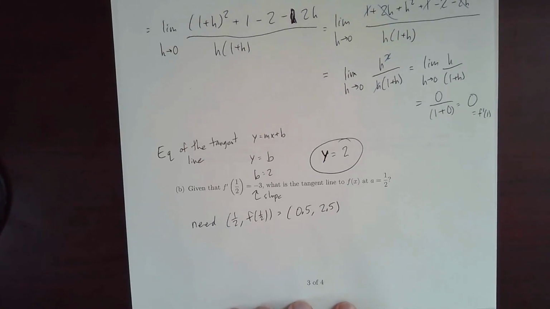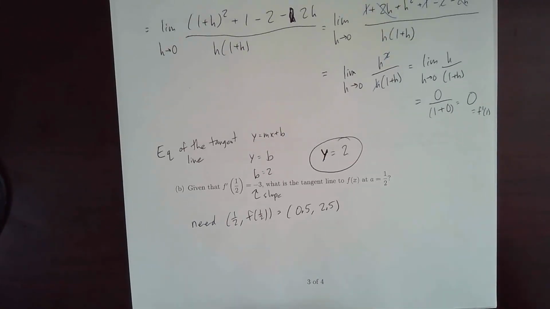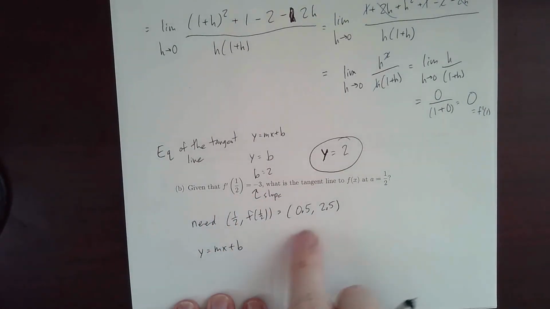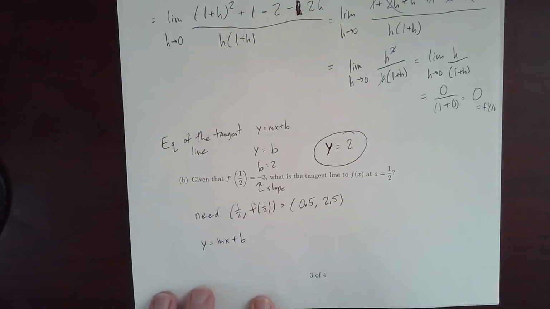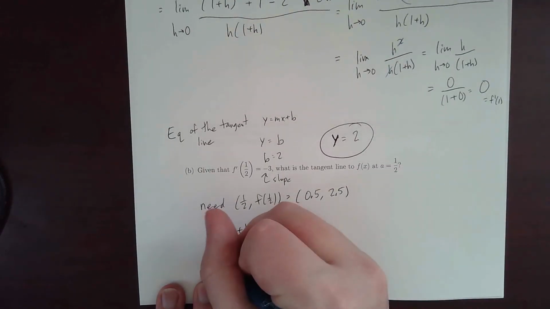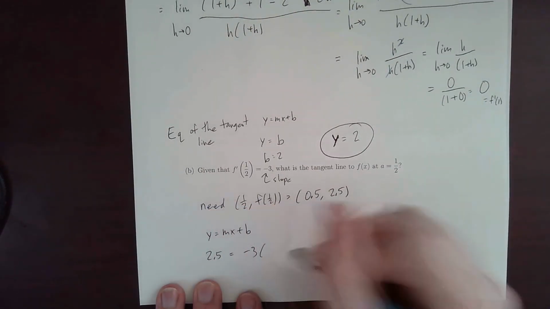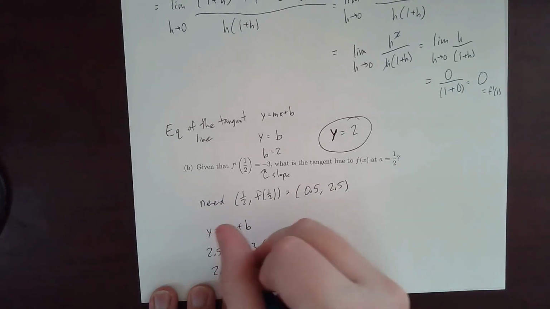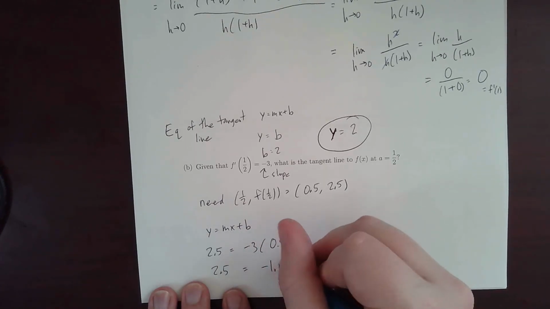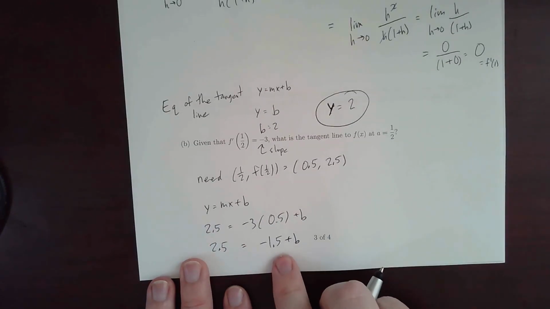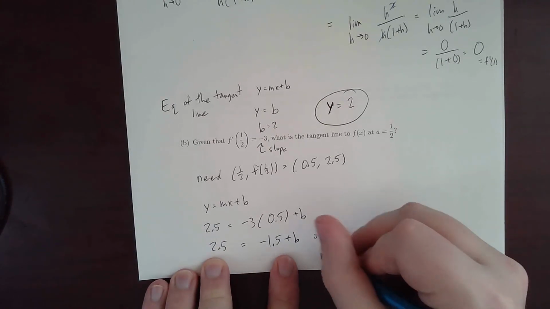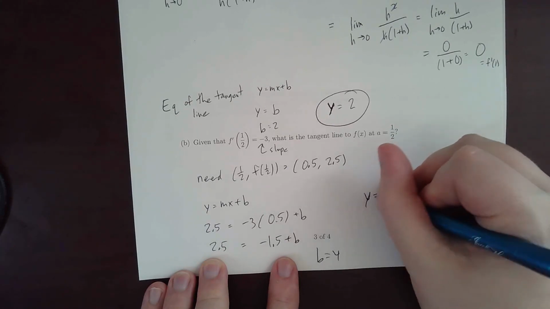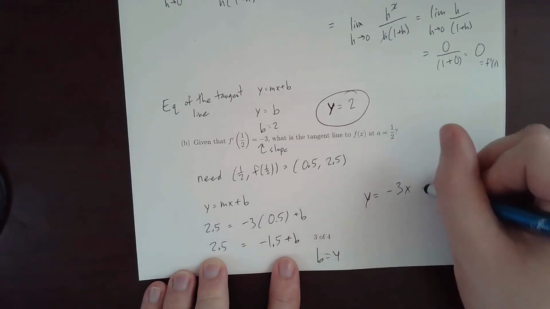And so if we're going to go ahead and try to find the equation of our tangent line, again, y equals mx plus b. So plugging in what we know for x, y, and m, we'll get 2.5 equals negative 3 times 0.5 plus b. So 2.5 will equal negative 1.5 plus b. And then adding the negative 1.5 over, we get that b equals 4. So the equation of the tangent line then will be y equals negative 3x plus 4.